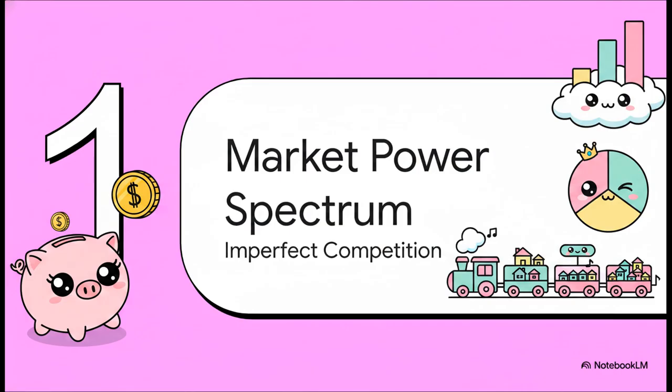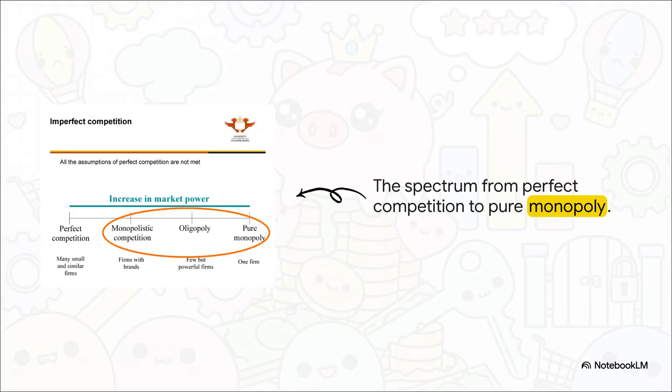Section 1. The Market Power Spectrum. So, if you look at the far left of the imperfect competition spectrum, you've got perfect competition. That's your typical setup with many small, similar firms fighting it out. But as you move to the right, market power starts to seriously increase. You pass monopolistic competition, where firms rely heavily on branding, and then oligopolies, which are just a few really powerful firms, but keep going right. Standing entirely on its own at the very edge of the spectrum is the pure monopoly.